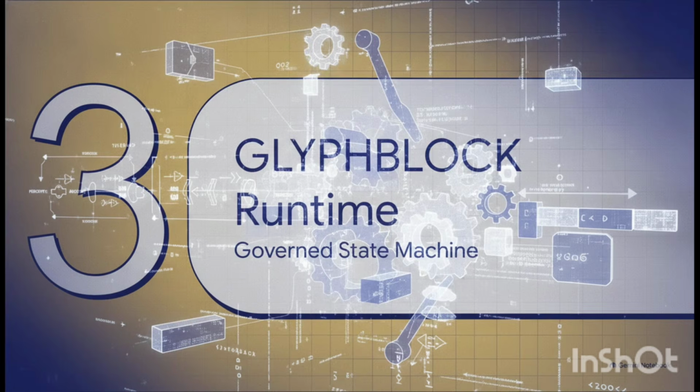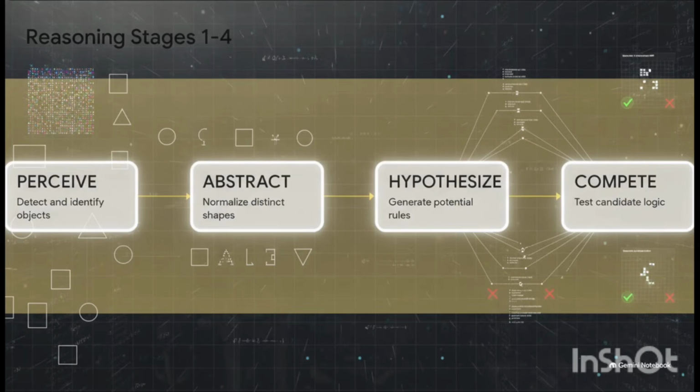Let's open the doors to the engine room for section 3, the GLYPHBLOCK runtime engine, the governed state machine. This is the formal execution environment, and it is entirely controlled. The solver doesn't just arbitrarily jump around. It starts with these first 4 explicit reasoning stages: perceive, abstract, hypothesize, and compete. And this is exactly what sets it apart from your typical, opaque, end-to-end LLM prediction. The system makes the reasoning pipeline totally explicit. It generates multiple hypotheses about a transformation and actually forces those hypotheses to compete against each other.